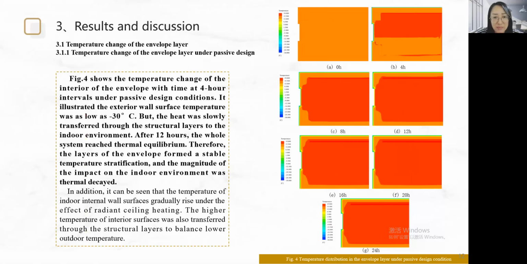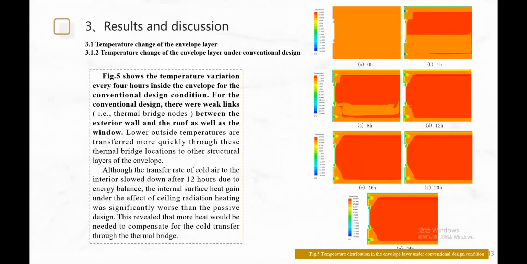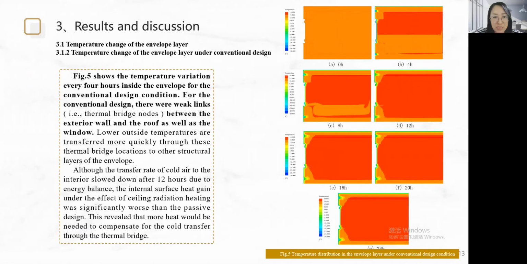Stratification and the magnitude of the impact on the indoor environment was thermal decay. Figure 5 shows the temperature variation every 4 hours inside the envelope for the conventional design condition. For the conventional design, there were weak links between the exterior wall and the roof as well as the window. Lower outside temperatures are transferred more quickly through these thermal bridge locations to other structural layers of the envelope.